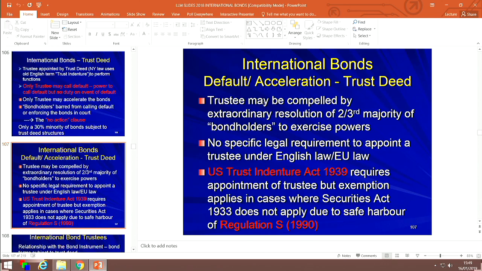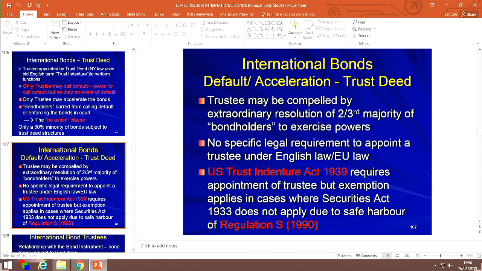Now, given this structure, the one question that obviously must come to your mind is, why should a trustee be appointed? I'll come to the commercial and practical reasons why a trustee is appointed. And most law firms will recommend the appointment of a trustee in practice. But there is no specific legal requirement, either under English law, if it's an English law governed bond instrument, or under applicable EU regulation, to appoint a trustee in relation to a bond issue.